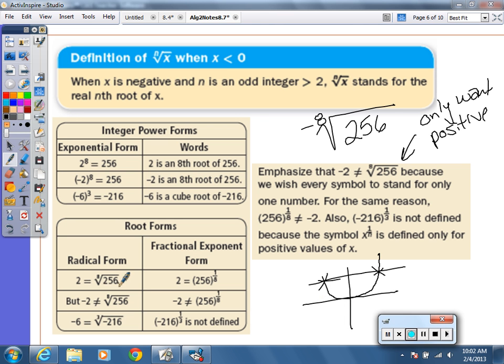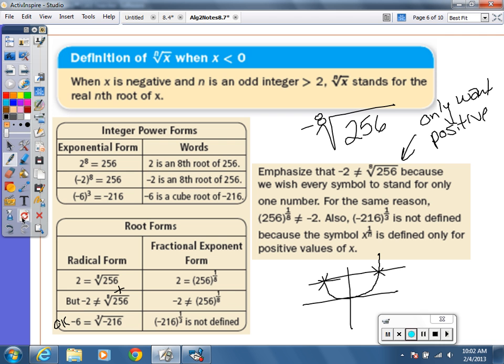2 is the 8th root of 256. They're only talking about the positive one. Negative 2 is not the 8th root of 256 because they want the positive value. And here, it's not defined because you have a negative base and you can't have a fractional exponent, or a rational exponent. But this is okay.